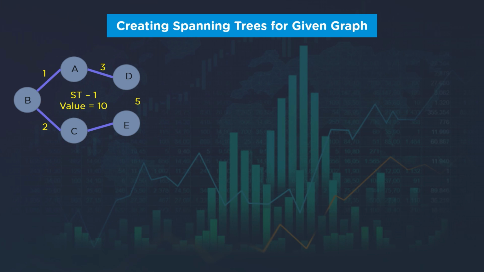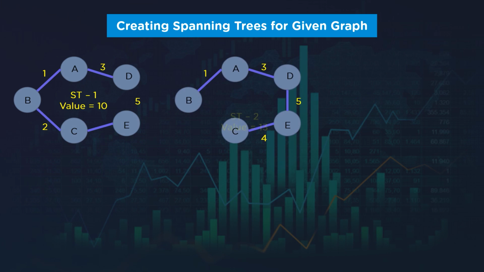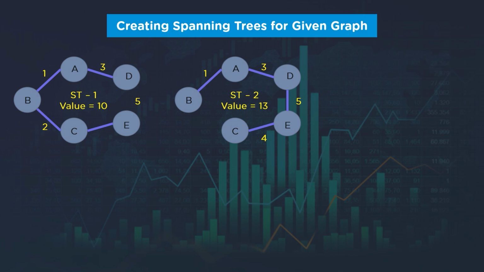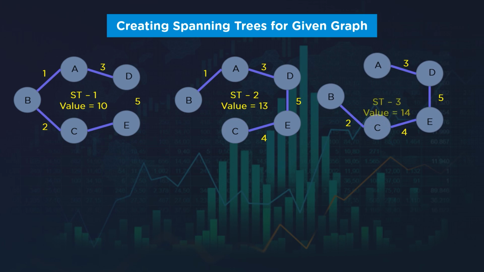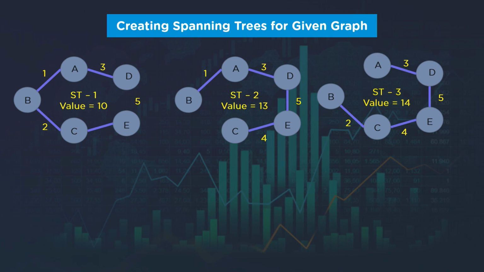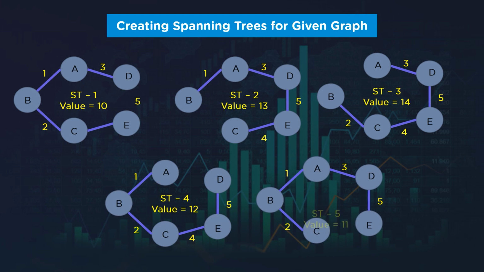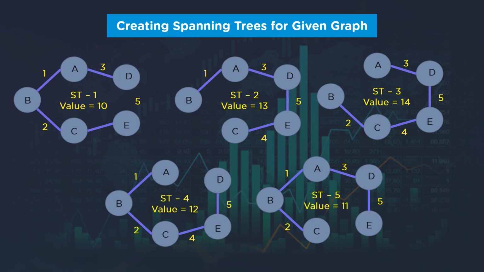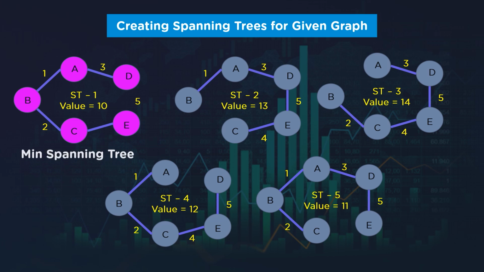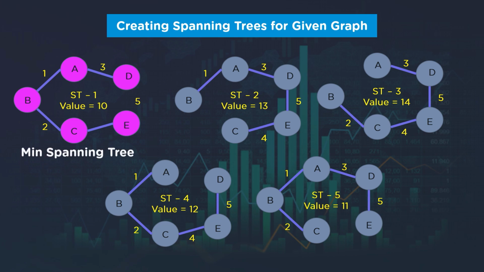So now let's have a look at all possible spanning trees at a glance. We have seen that the value for the first spanning tree was 10. And for this new spanning tree 2, it is 13. In this spanning tree, the edge between vertices B and C is removed. The next spanning tree looks something like this with cost 14. Further, we have spanning tree number 4 with a value 12. And finally, we have the last possible spanning tree 5 with a value 11. Out of all these spanning trees, the value or cost for spanning tree number 1 is the least, which is 10. Thus, this spanning tree will be called the minimum spanning tree.